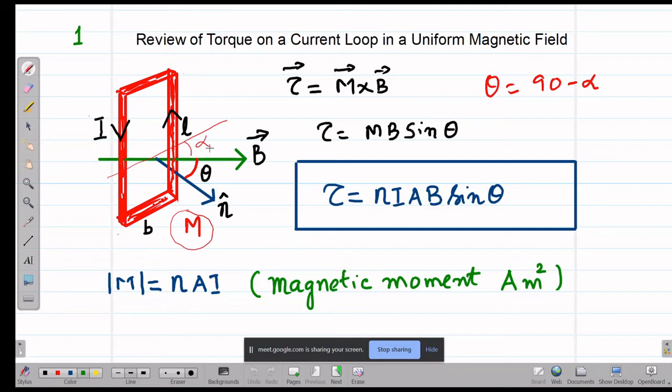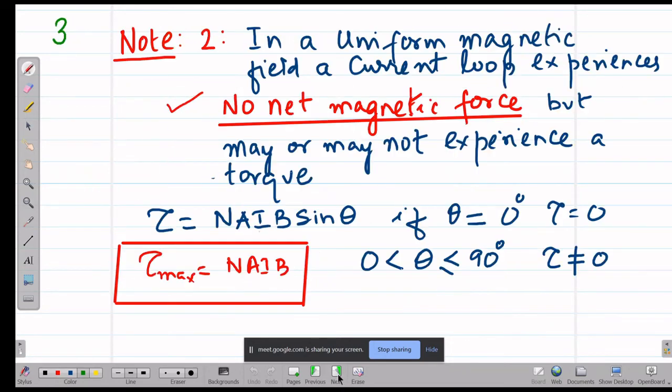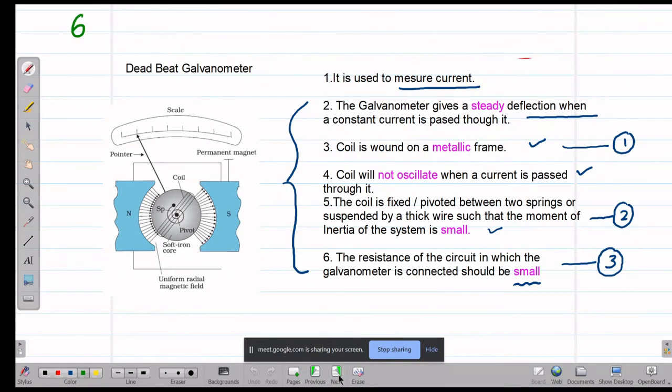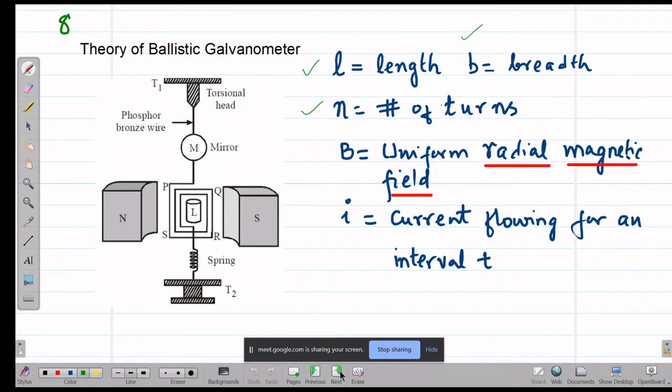It experiences a torque. It will experience a torque, isn't it? Yes or no? Yes, sir. So this coil will experience a torque. That's all. So what is the torque value? NIAB sin theta. Very good. It is NIAB sin theta.